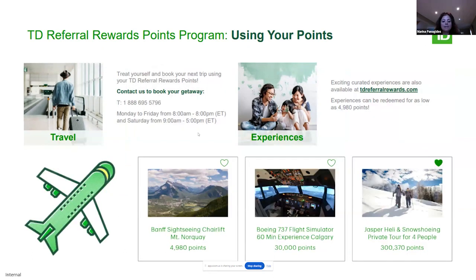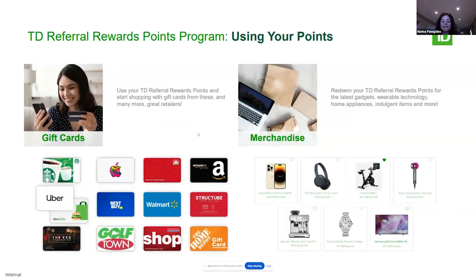Next slide. So for your points for travel, all you would have to do is call TD Expedia, and you can redeem for any type of travel. Also, there's lots of different experiences that you can use your TD Rewards for as little as less than 5,000 points. You can book yourself an experience. Next slide.